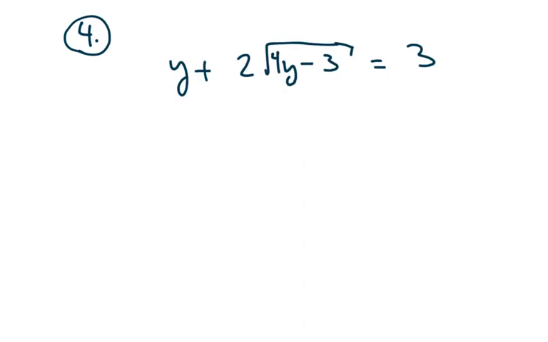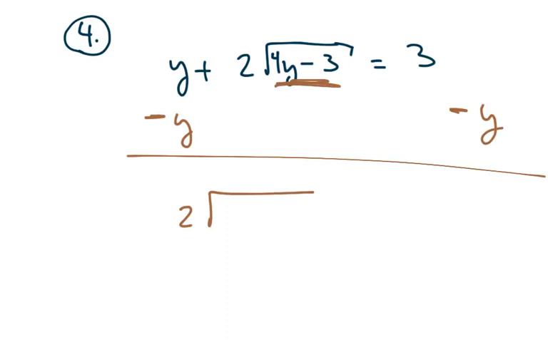Alright. Now we're going to get into the difficult scenario. So, in this problem, we're going to start it off like the previous one. We want to get the function by itself. So I'm going to subtract y. We're going to get 2 square root 4y minus 3 equals 3 minus y.